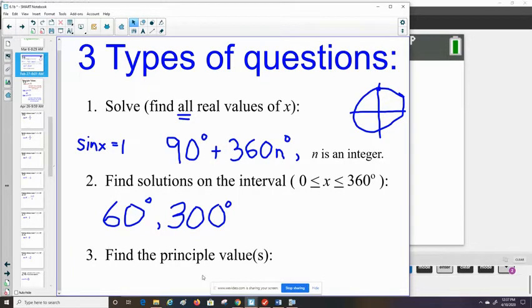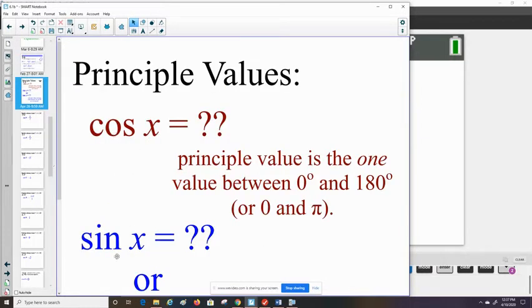And then finally, the principal values, basically those are the answers that your calculator gives you. And we'll be doing more of this on a different day also. But if I have an equation like sine or cosine of x is equal to something, the principal value is the one value that is between 0 degrees and 180 degrees, or between 0 and pi if we're doing radians.